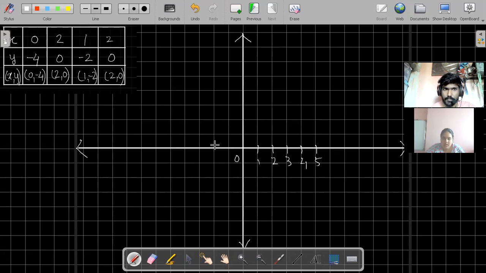Upwards, what is the sign when you go upwards? Positive, positive, positive, up here. So 1, 2, 3, 4, 5. You can put -1, -2, -3.